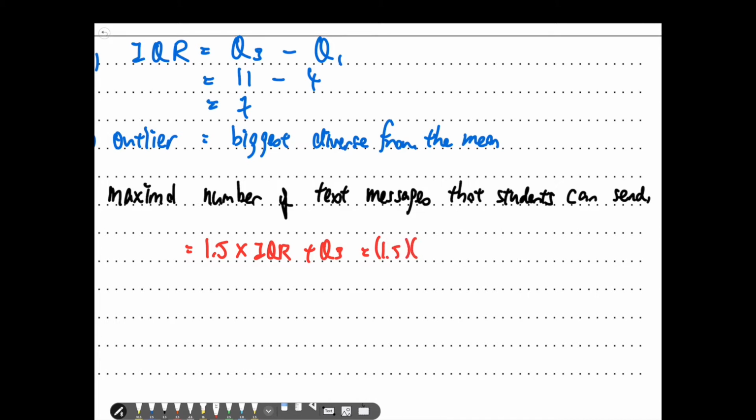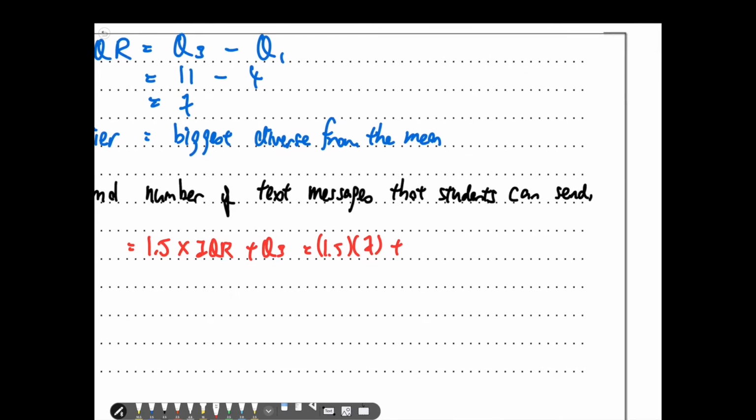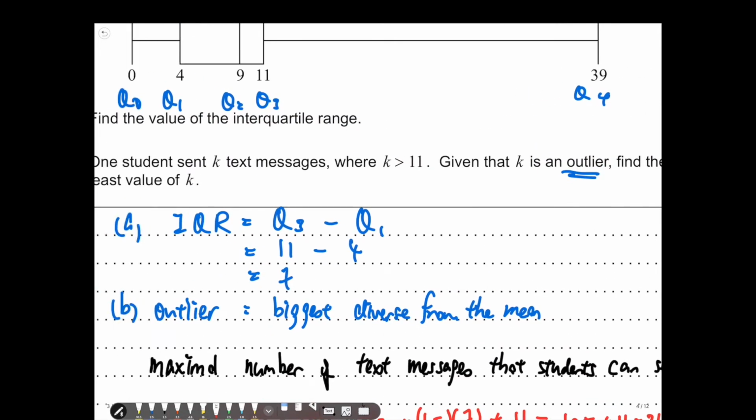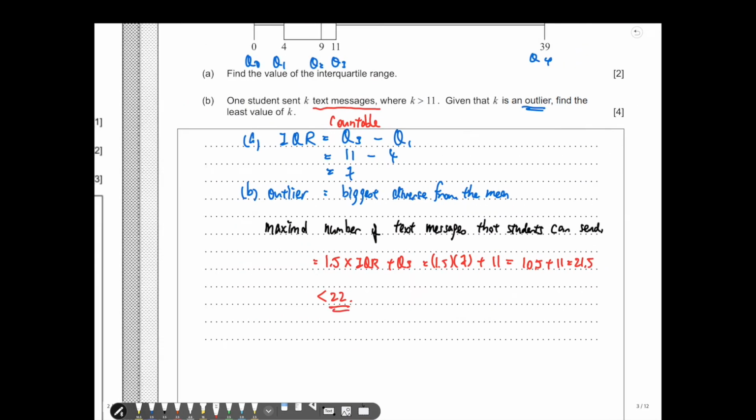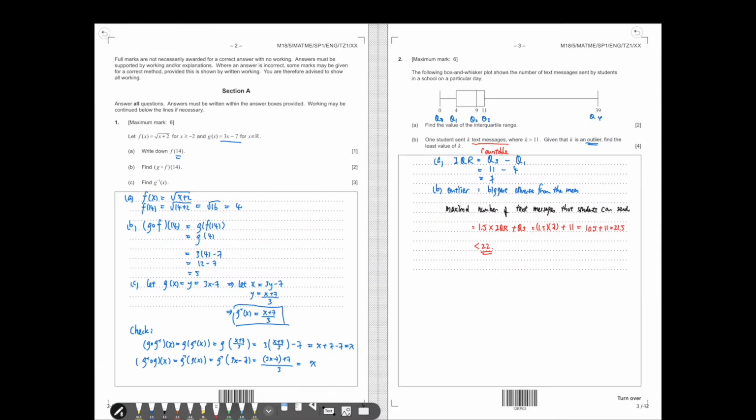So 1.5 times 7, found previously, and then plus Q3, that is 11. So we can find it to be 10.5 plus 11, that is 21.5. But we know that for the test messages, this has to be a countable value, so that is 22. So the maximum number that a student can send is 22. So that is for question 2.